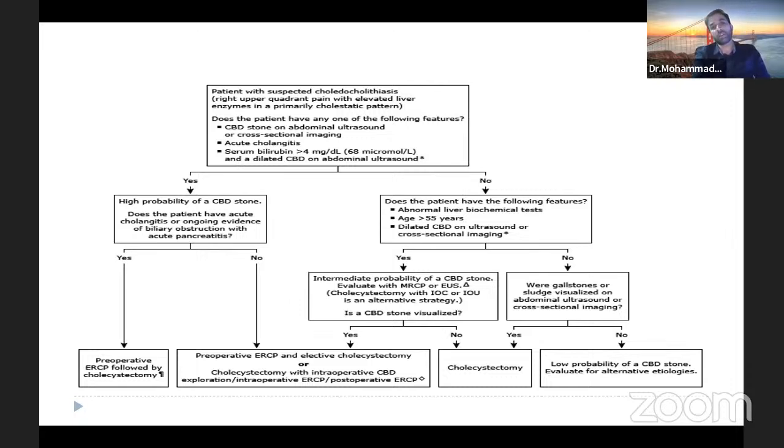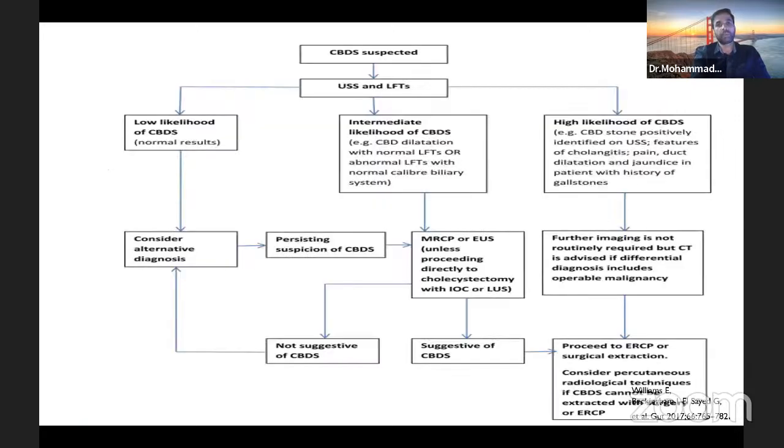Or if the patient does not have the high risk features, but has abnormal liver function biochemical parameters or a dilated CBD, still we can go for intermediate. There's an intermediate probability. In these patients, we usually need MRCP or EUS if it is available, or cholecystectomy with IOC can be done. If MRCP is negative, we can go for cholecystectomy. My friend will discuss in detail the management. I will not go into detail. So this is a roadmap.